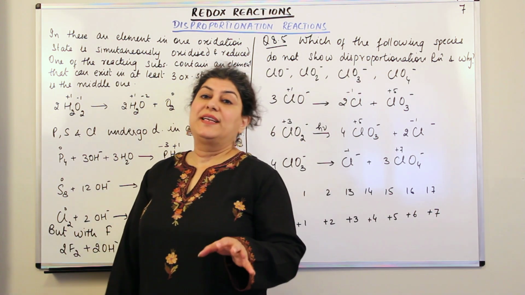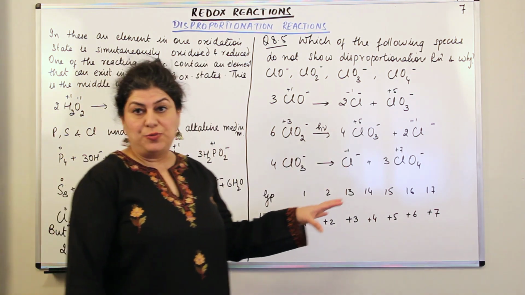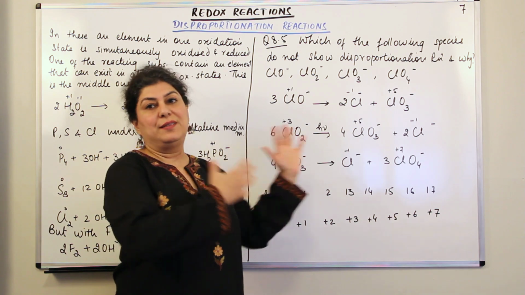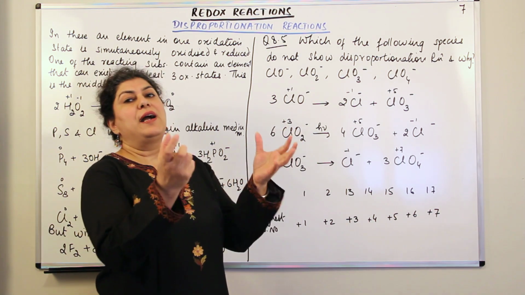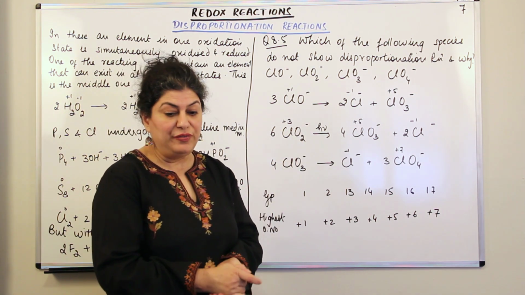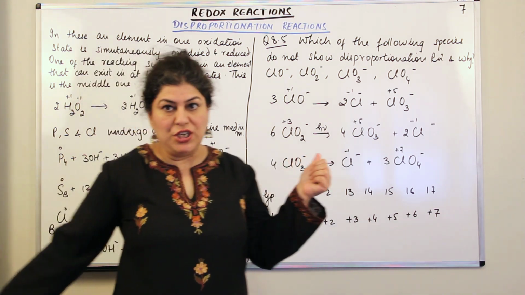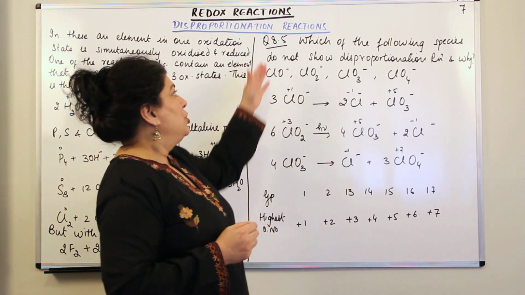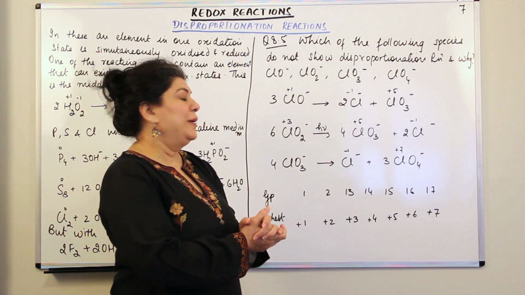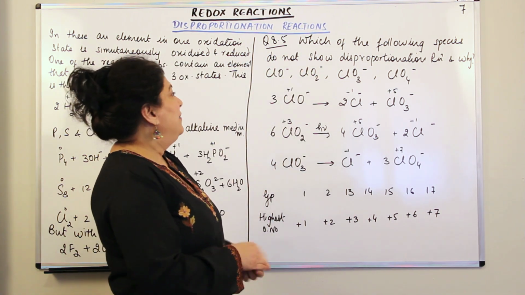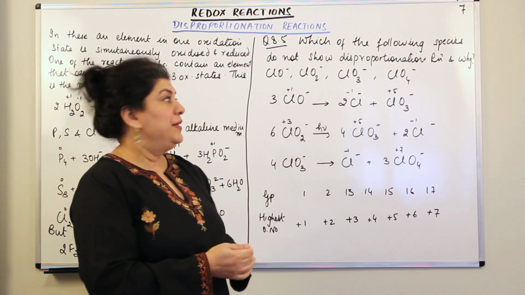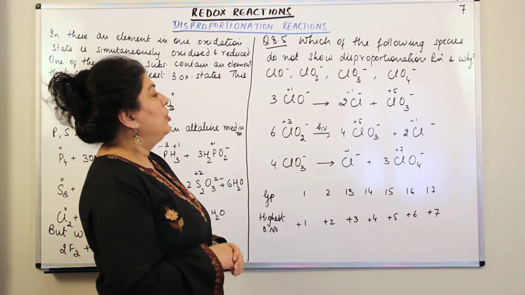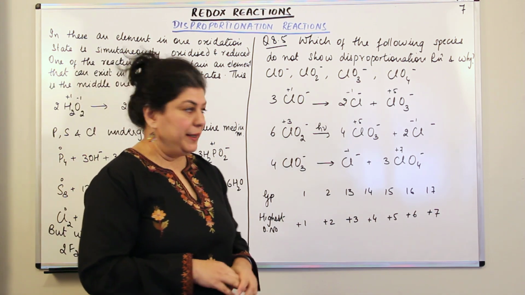Now, there are 2 solved examples given in your textbook, and I would like to explain these 2 solved examples also, because that will make the different categories very clear to you. The first question deals with disproportionation reaction, but the second question deals with all categories. So let us do these 2 questions in this video. The first question is example 8.5. Which of the following species do not show disproportionation reaction and why?